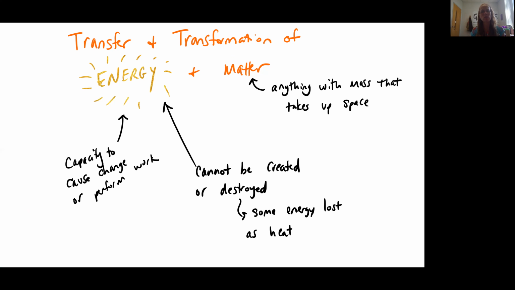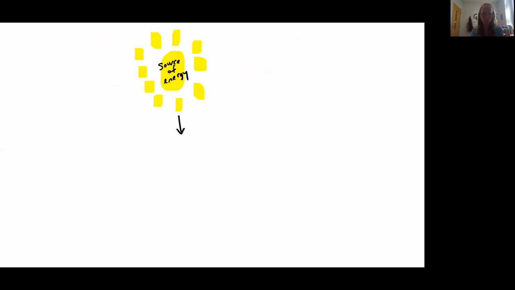And then matter is, of course, anything with mass that takes up space. We'll be talking about that again as we explore chapter 2, and we're going to see that matter is composed of elements, which are composed of atoms. So we'll be talking about that a little bit more in the future.